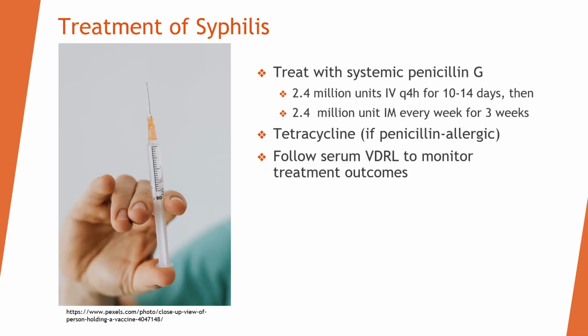The treatment of syphilis is with systemic penicillin G, 2.4 million units IV every 4 hours for 10 to 14 days, then 2 to 4 million units intramuscularly every week for 3 weeks, which is the standard dosing of this medication. If the patient is penicillin allergic, we could opt for tetracycline, and follow serum VDRL to monitor treatment outcomes.